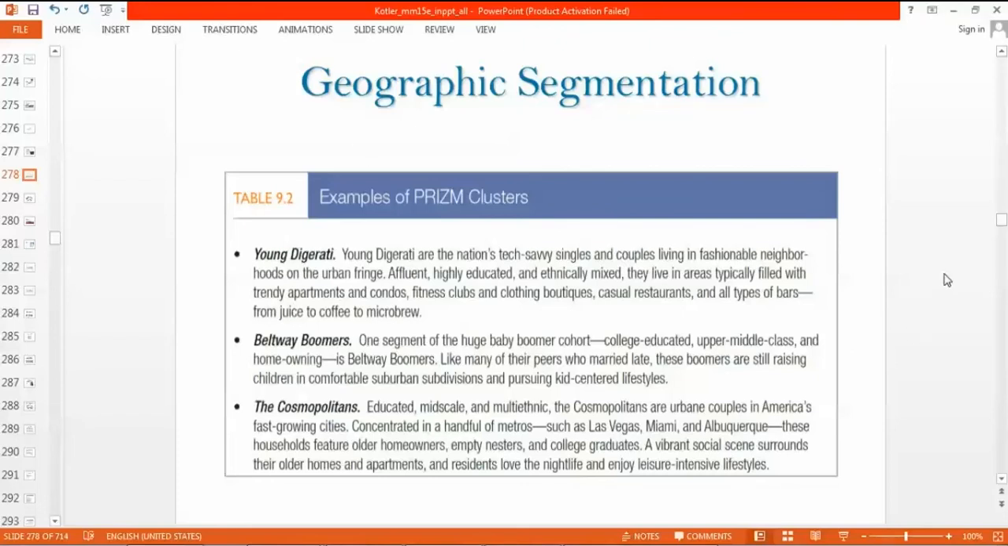So like Young Digerati are the nation's tech savvy singles and couples living in fashionable neighborhoods on the urban fringe, affluent, highly educated, ethnically mixed. They live in areas typically filled with trendy apartments and condos, fitness clubs and clothing boutiques, casual restaurants, and all types of bars, from juice to coffee to microbrew. So this is what we call a persona. The persona explains the high level profile of the segments using all of the variables within the personas.